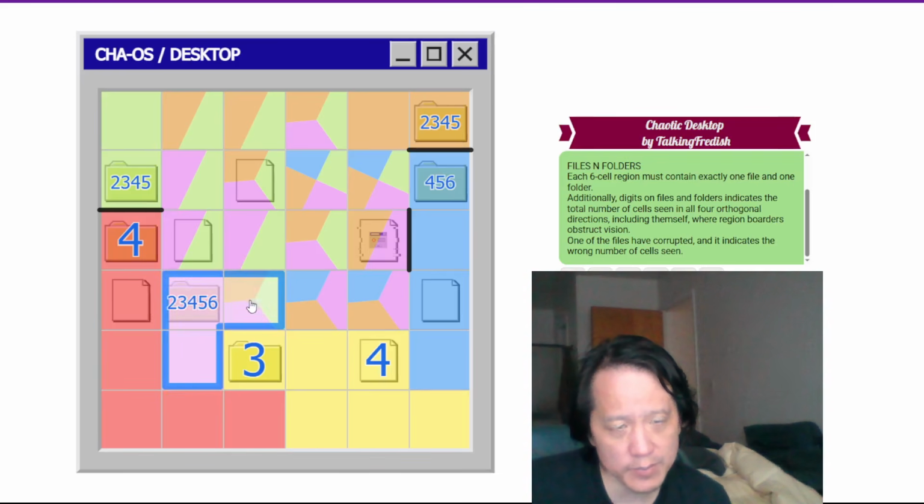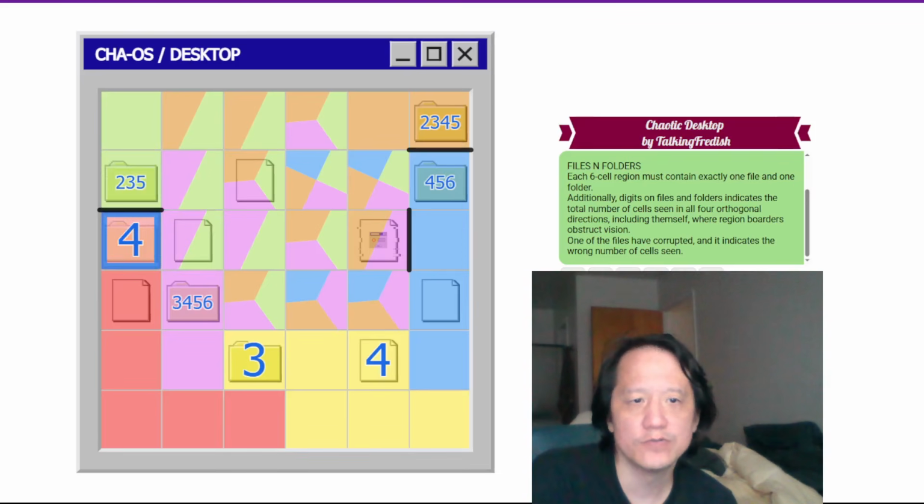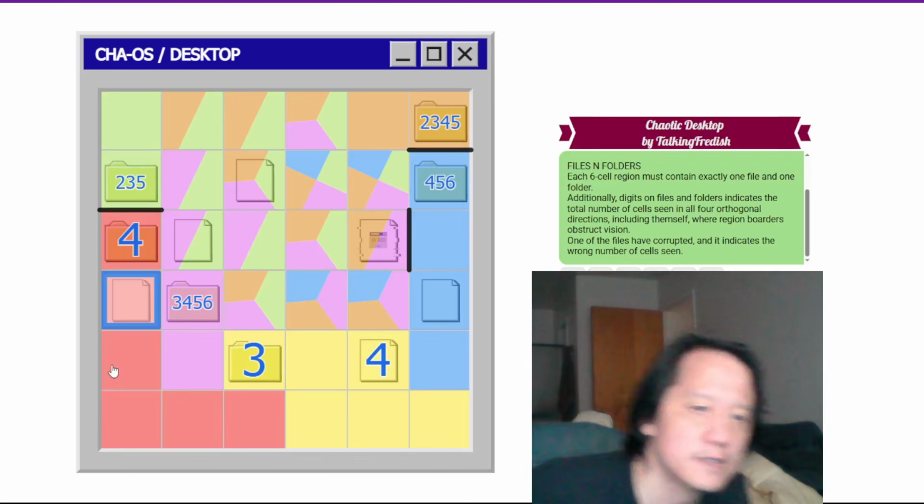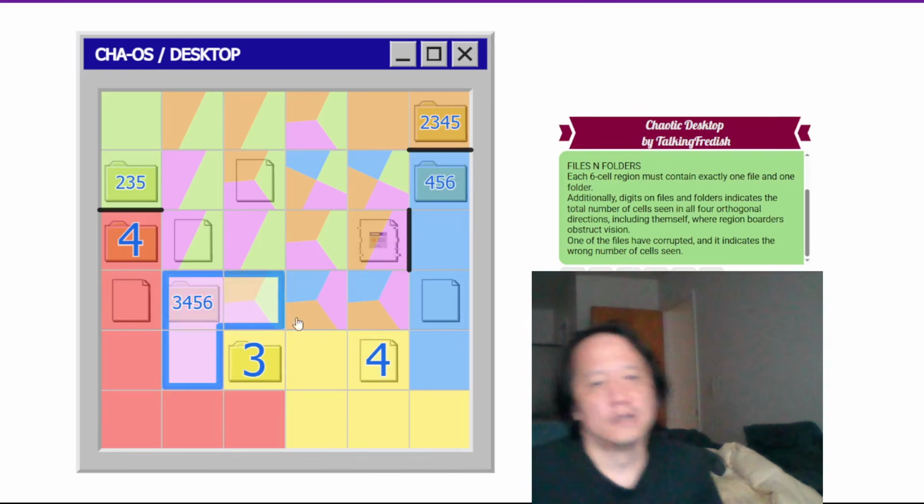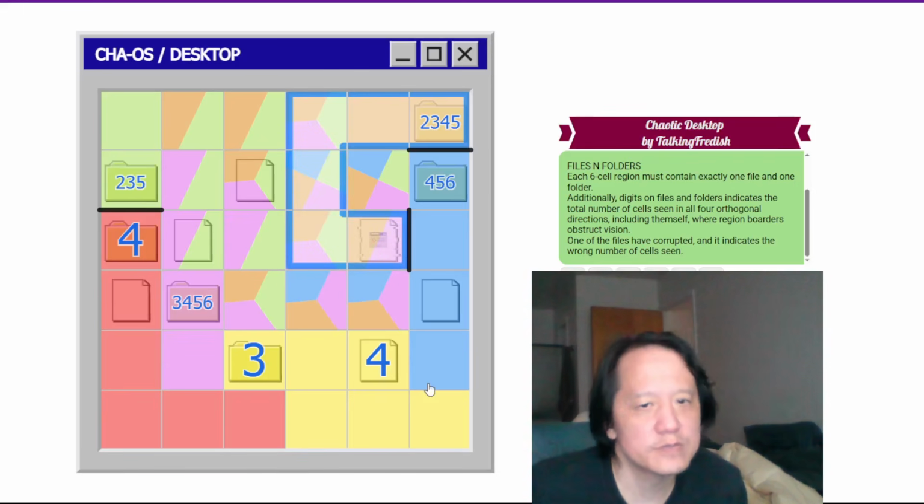We see pink, pink going one of these or one of these. So this has to be not 2. No 4 there. We don't know what that is. This would either be 4, could be 5. 4, 5, 6 is possible.